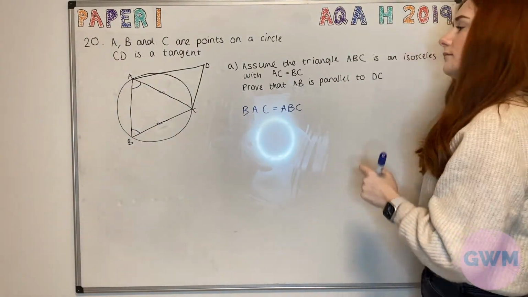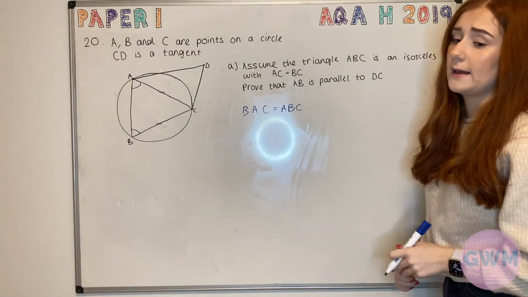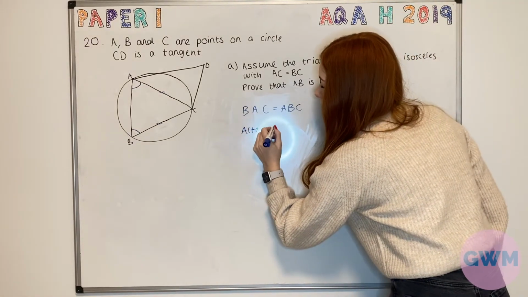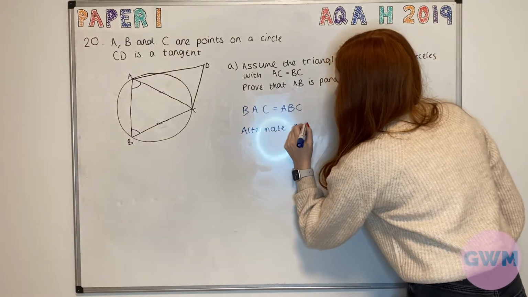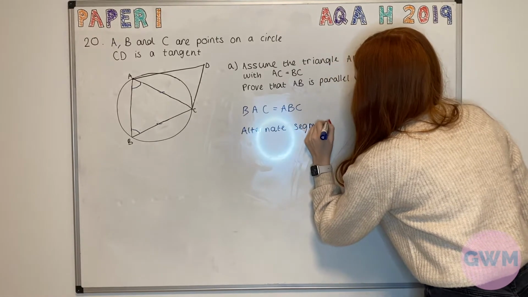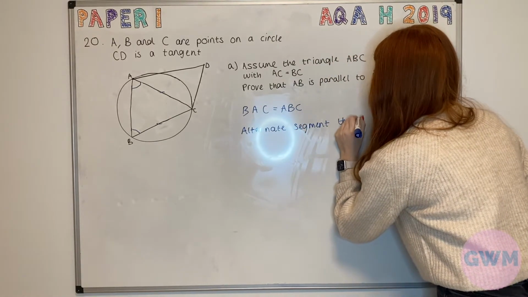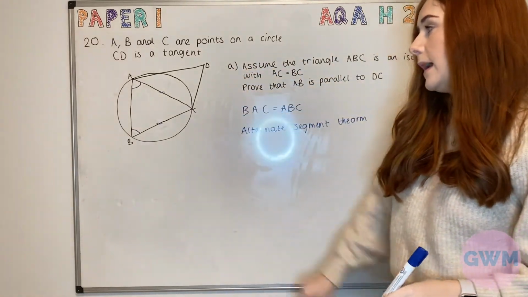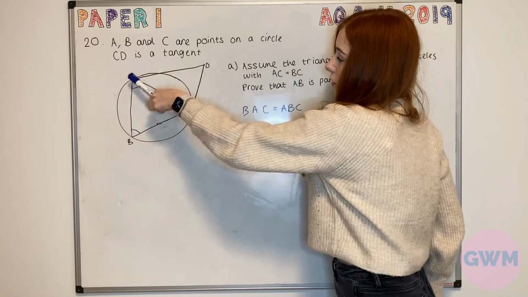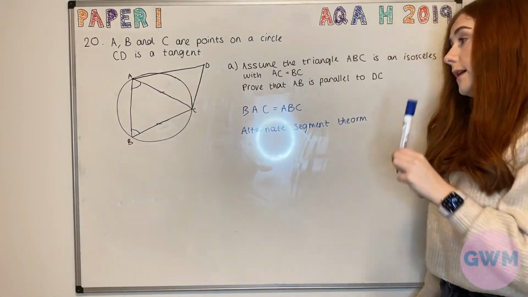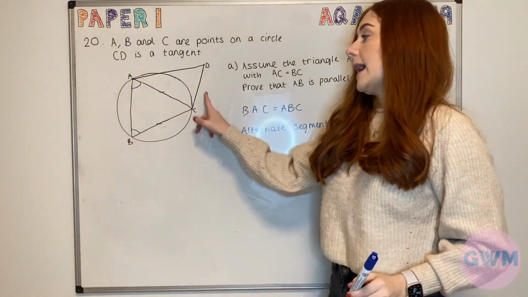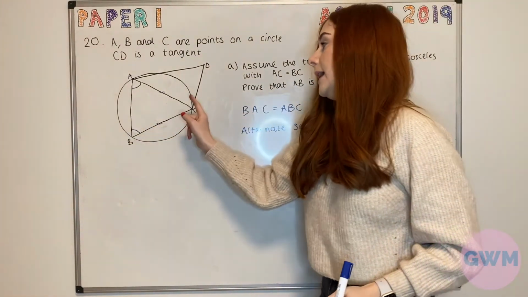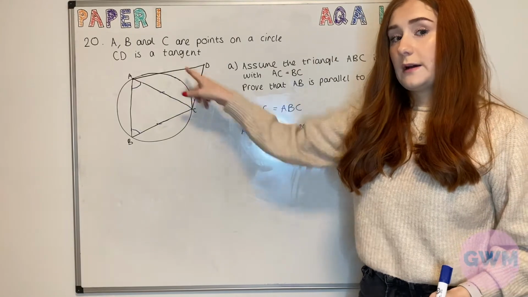Now, let's think about what circle theorems apply here. So we can use something called the alternate segment theorem. Now this says that when we have one tangent and we have a chord, so that's a chord, it cuts through the circle but doesn't go through the centre of the circle, the angle in the other segment is equal to the angle formed by the chord and the tangent.